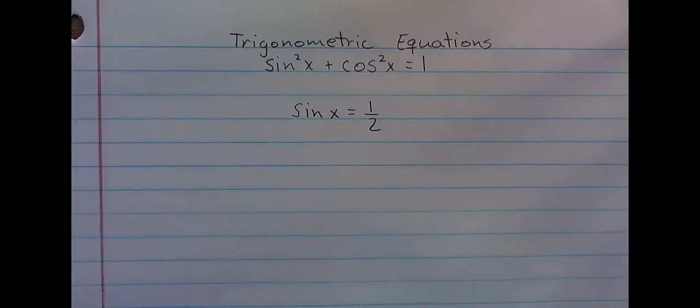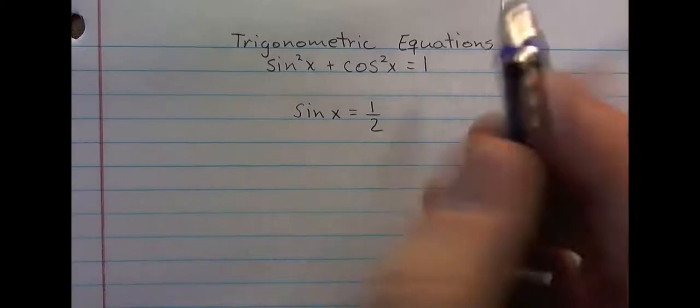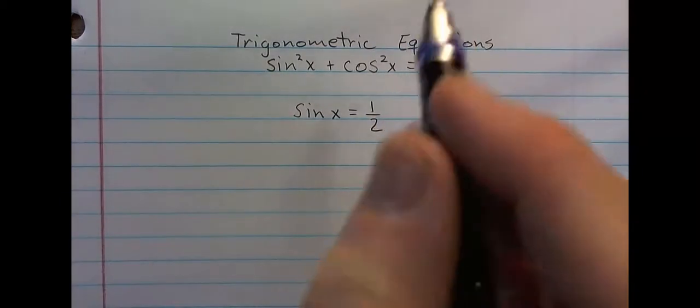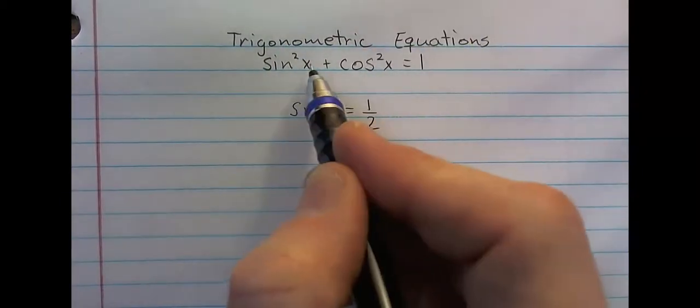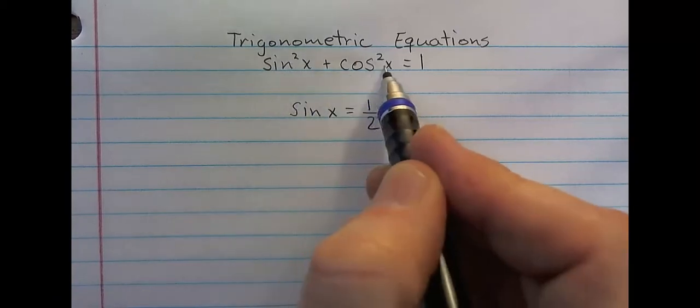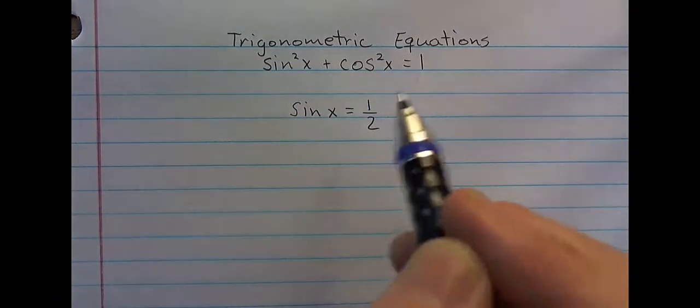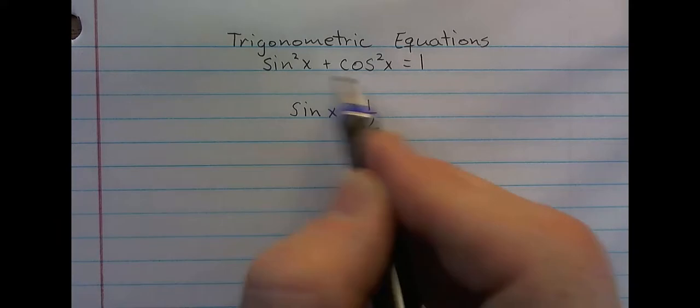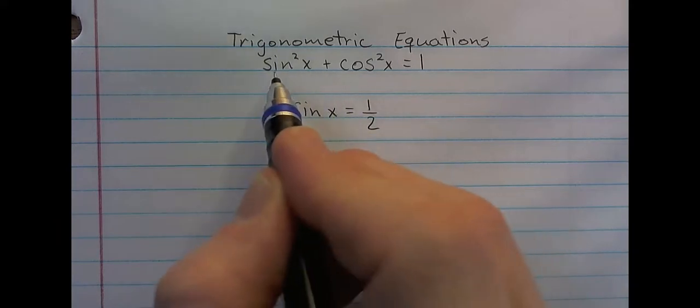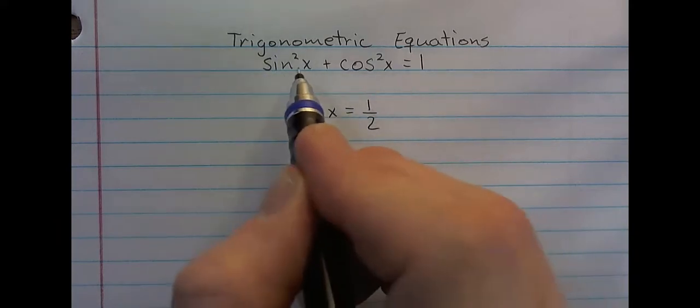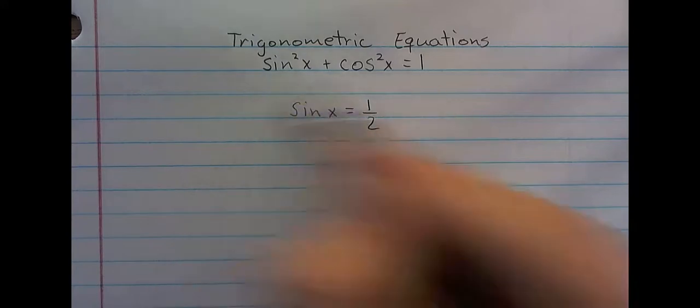So we've studied identities. Now we're going to study equations. Let's see if we can note the difference. This is an identity: sine squared x plus cosine squared x equals 1. That's an example of an identity. What makes an identity is that it's always true. No matter what you choose for x, this is true.